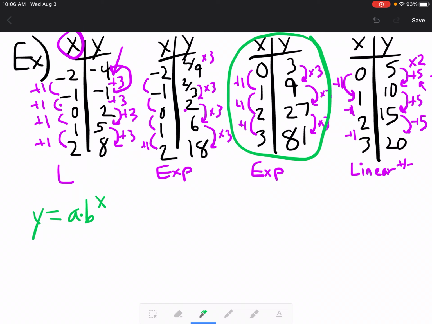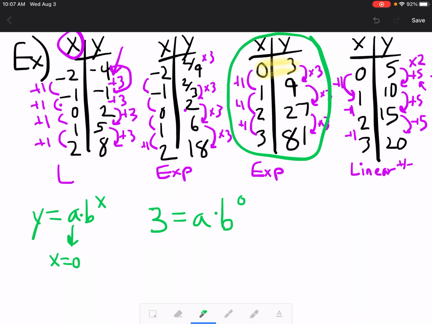Now, here's the thing. In order to figure out what a is, we want x equals 0, okay? Because that's going to help us out a ton. And so I'm going to borrow, let me go to a highlighter, I want this point right here. That's key. I need that in order to figure out what a is, and I'll show you why. So back to this. I know that my y value is 3, and that is equal to a times b to the 0.